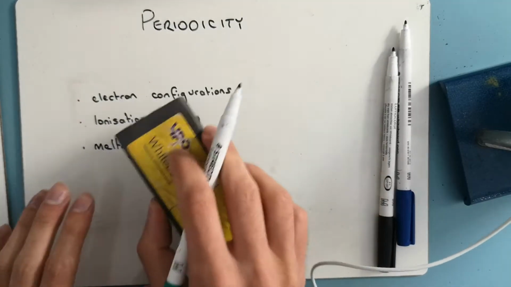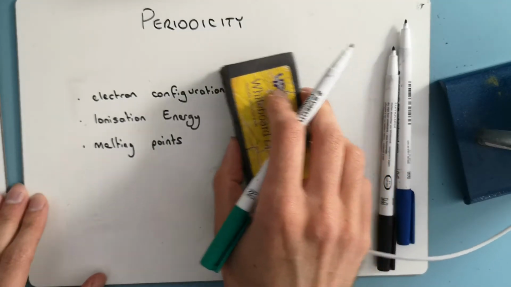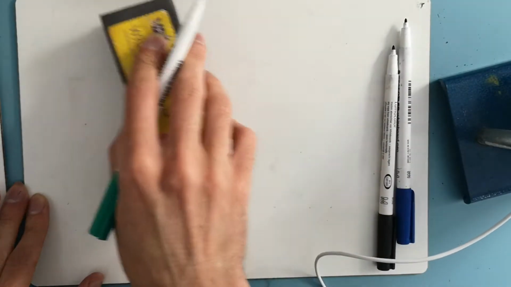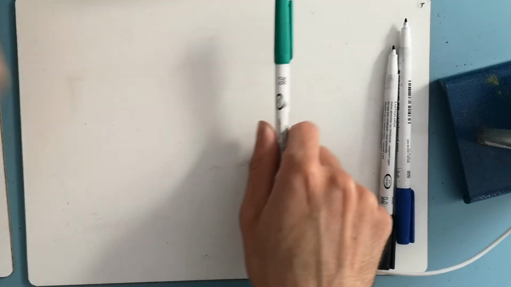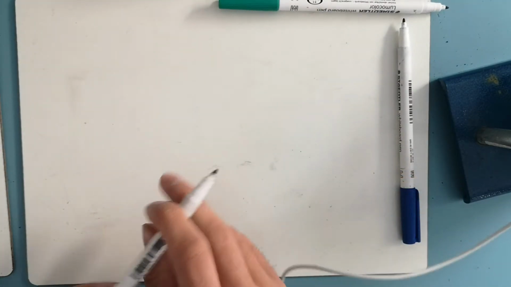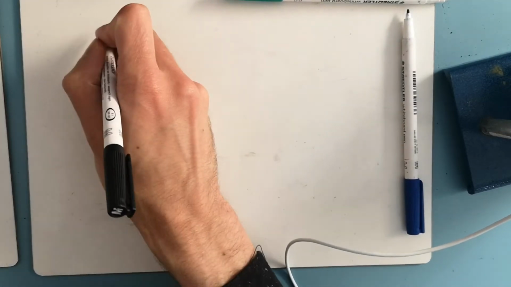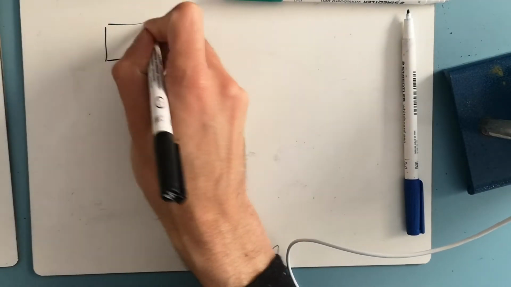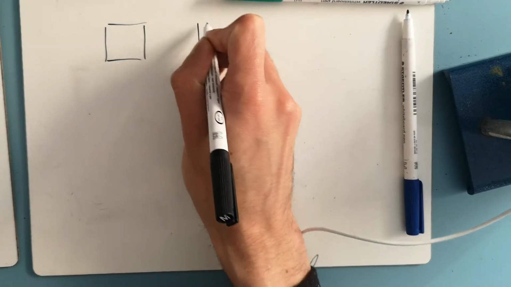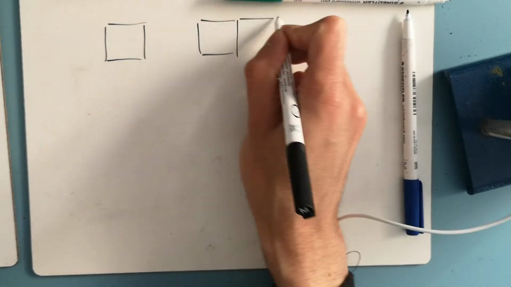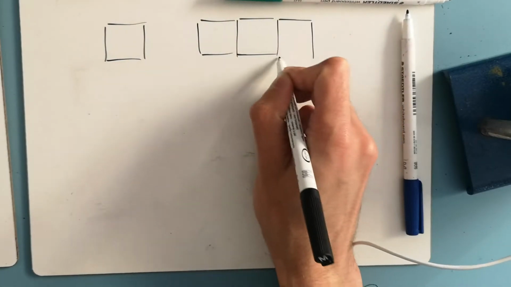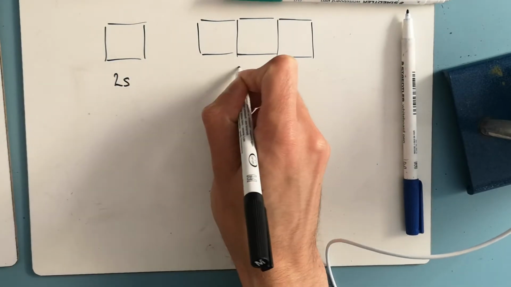So the first thing we look at is electronic configurations, because these come in quite important later on. We're looking at some of the properties. We're going to look at period 2. So period 2 all have a 1s orbital, and then they fill up the 2s and the 2p.